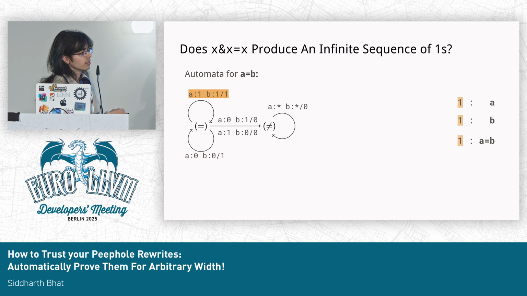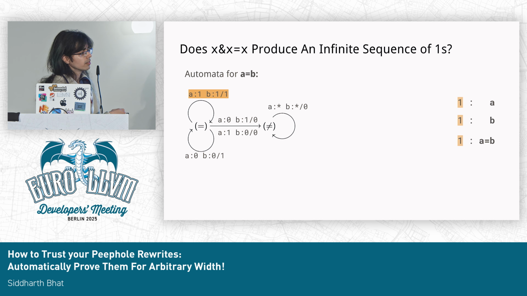So essentially, I need two states. One state says, okay, I'm continuing to be equal. So if the values are equal, I'm going to stay here and produce ones. And then I have a sink failure state that says, once the values become disequal, I really don't care anymore. It's going to stay disequal forever. So this automata succinctly encodes the equality of bit vectors, even when the width is arbitrary, right? Because this is sort of all the state I need to remember. Am I equal so far, or have I become disequal at some point in the past?